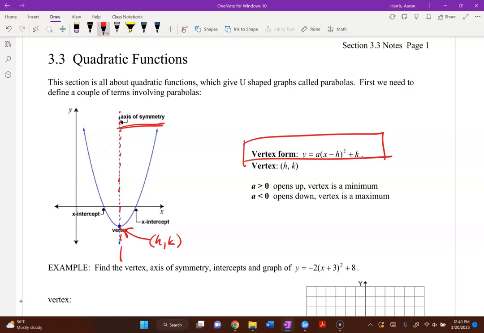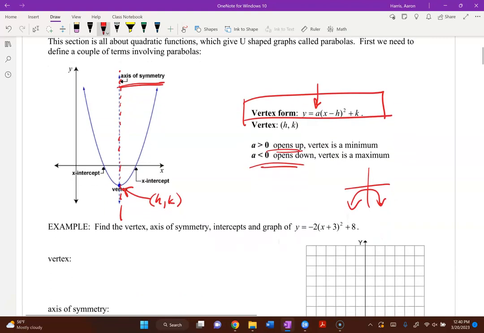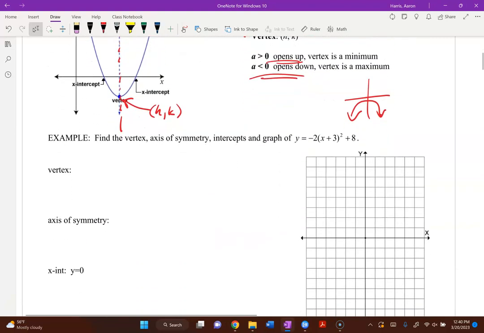If a is positive, if this number right here in front is positive, it will open up like it's shown here. This one's U-shaped, it's open up. If that a is negative, then it's going to be U-shaped going down, right? So let's use this vertex form and analyze this axis of symmetry, the intercepts, and all that stuff for this equation here. So we've got y equals, let me write the vertex form here.